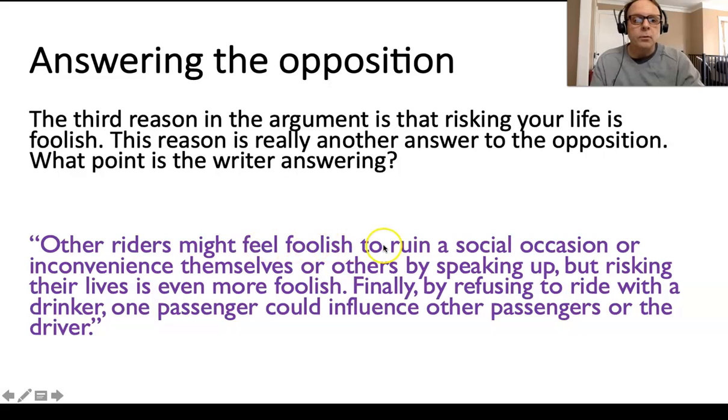Other writers might feel foolish to ruin a social occasion. So you feel kind of silly having to say, I'm not going to ride with you because you've been drinking, but risking their lives is even more foolish. So this is kind of the opposition. Oh, I'm going to feel foolish. And this is their answer.